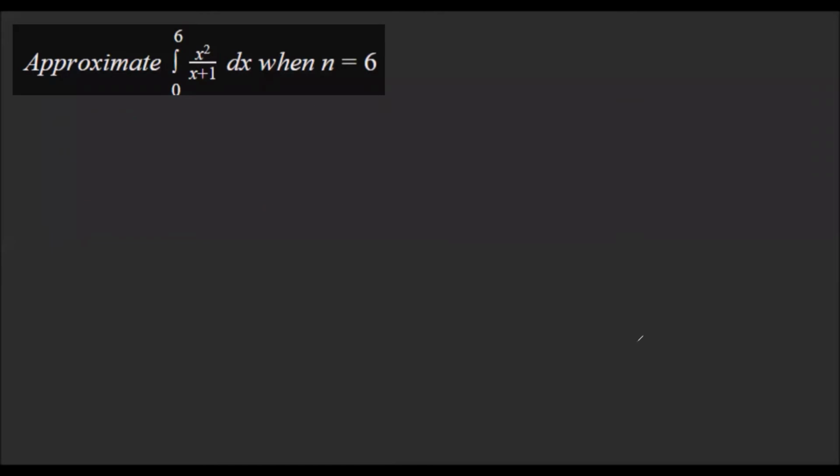Okay, we're going to go over practice problem 1 already. We're told to approximate the integral from 0 to 6 of x squared over x plus 1 with respect to x when n is equal to 6. So we're going to start off by finding delta x, which is equal to b minus a over n, which in this case will be 6 minus 0 over 6, which is 1. And now let's assign the value of this integral to L.